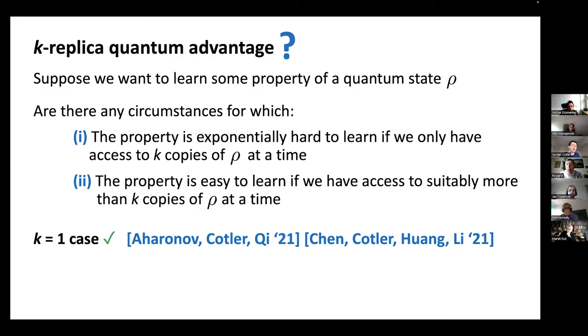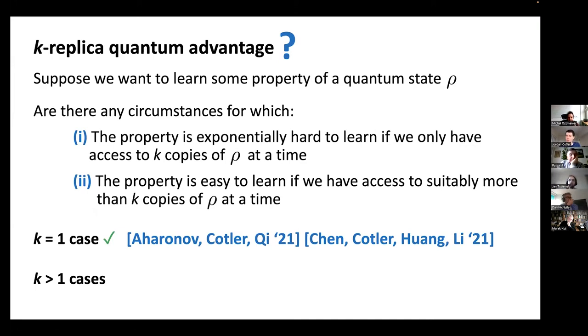What we might ask is, what about k greater than one? Are there examples of properties of a quantum state such that if I give you five copies simultaneously, you cannot efficiently learn the property, but if I give you, say, six or seven copies, you can? You get an exponential advantage in learning this. It turns out that the answer is yes.